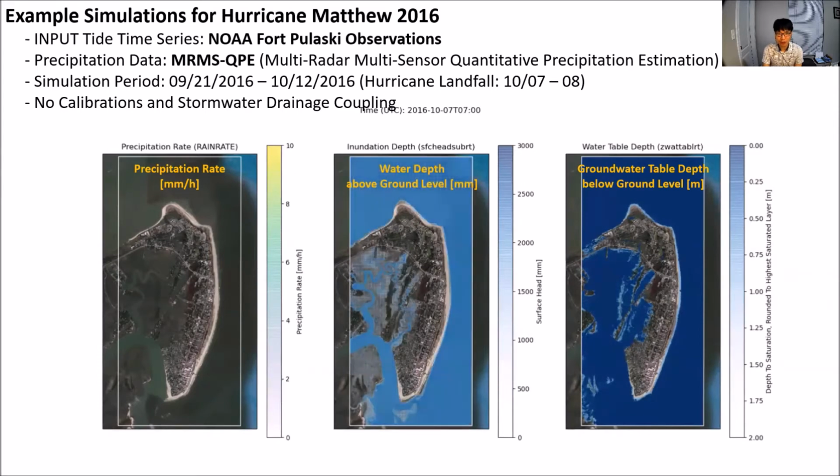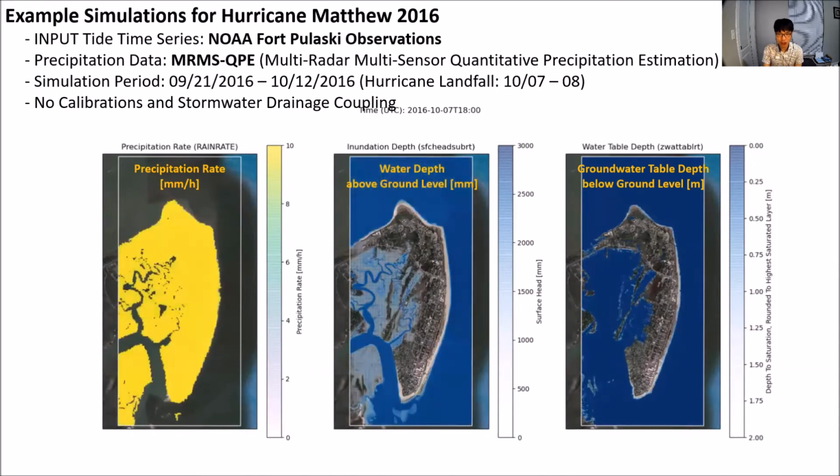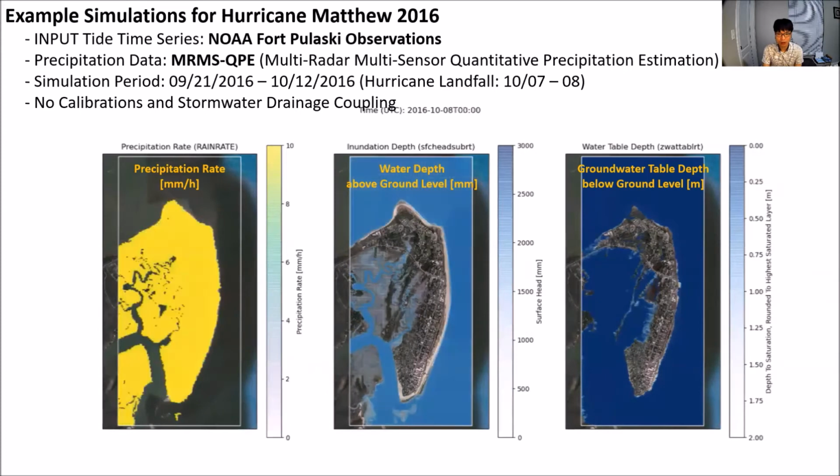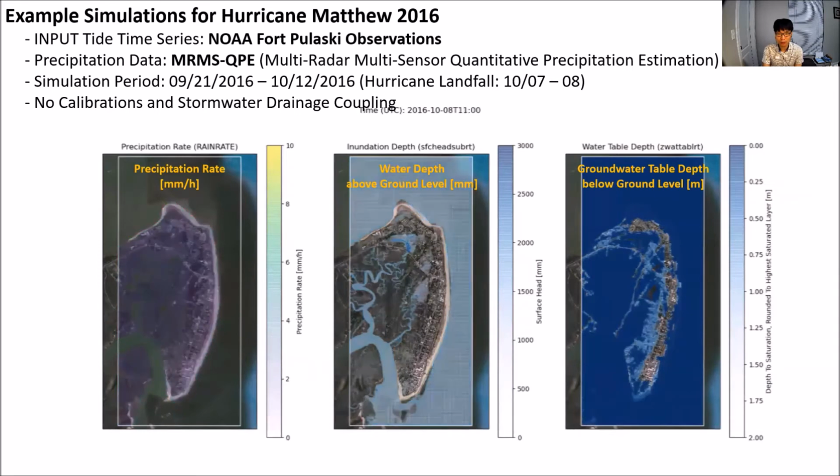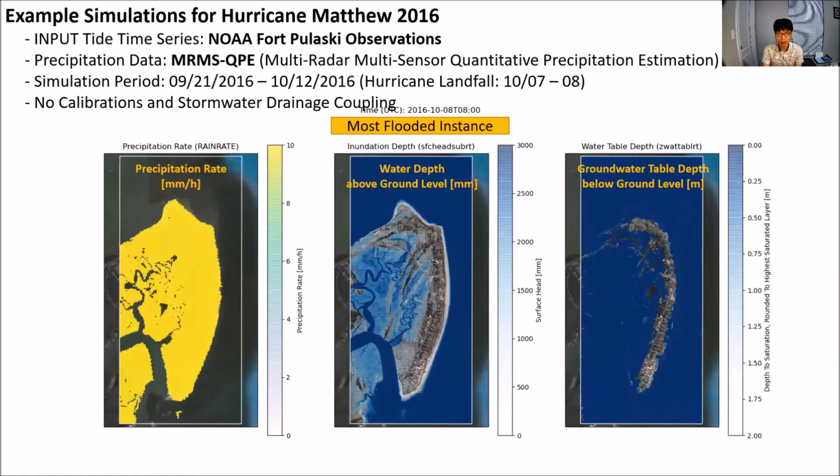So you can see the storm tide water cycle in the middle figure and the flash intensive precipitations in the left figure. Also in the right figure, the soil moistures change over time as the soils absorb water from the ground. At the most flooded instance, there were high storm tide with intensive rainfalls, which was causing the extensive inundations in these low-lying areas and having the soil layers fully saturated in most areas except for the high elevation areas in Tybee Island.